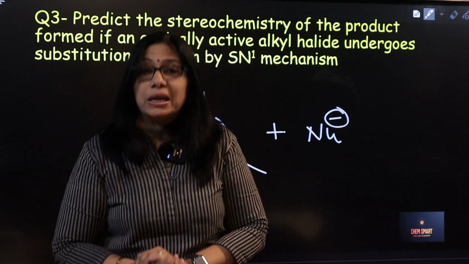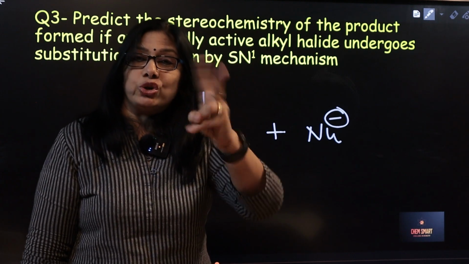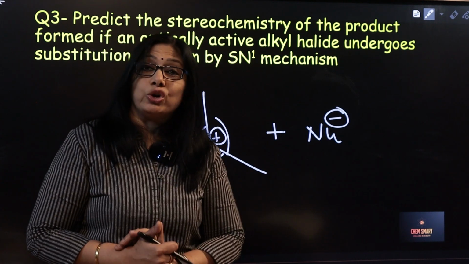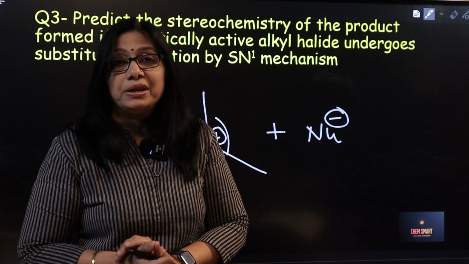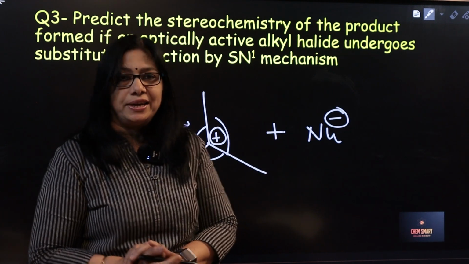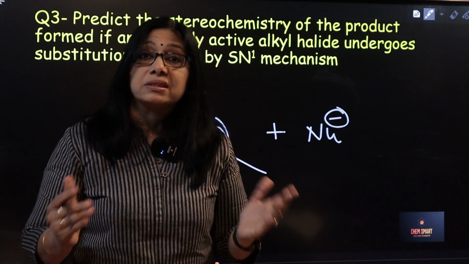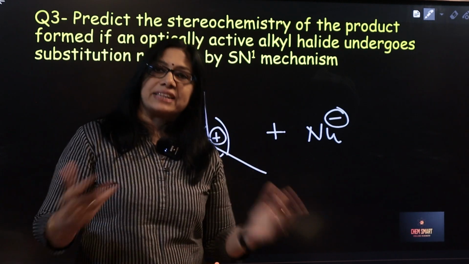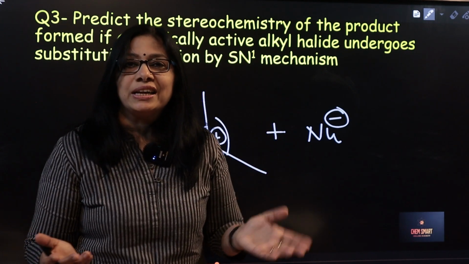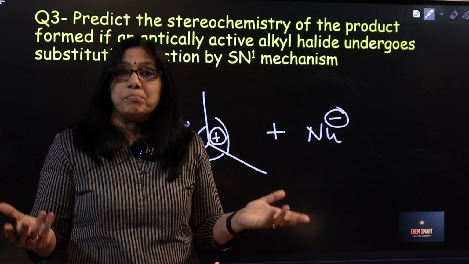Equal chance. That means the product formed will have two enantiomers, plus and minus, or dextro and levo enantiomers, in equal proportion. That means you will be getting a racemic mixture. And you have studied SN1 mechanism is always accompanied by racemization. If it is SN2, there will be inversion of configuration. But in SN1, it will be racemization. So the product formed will be a racemic mixture.